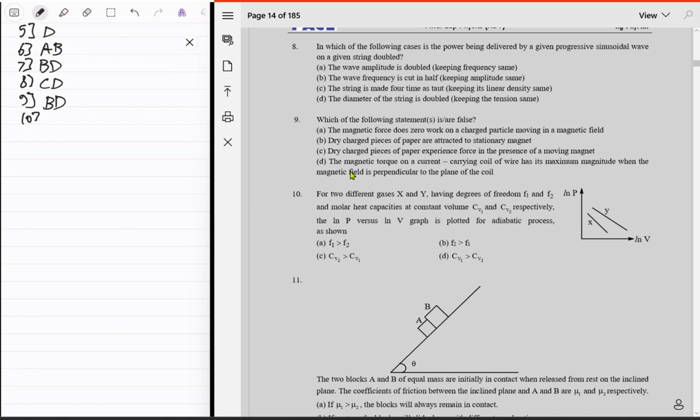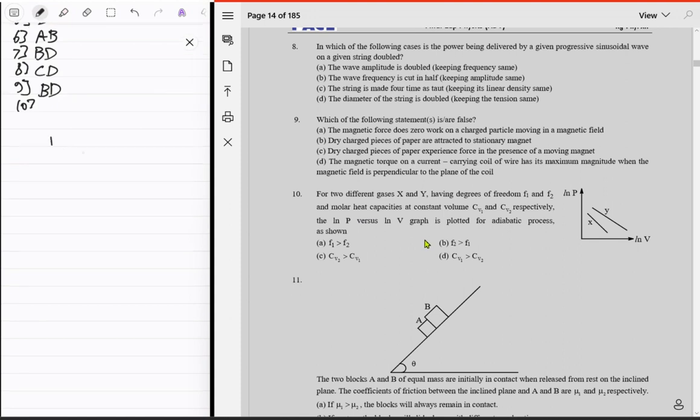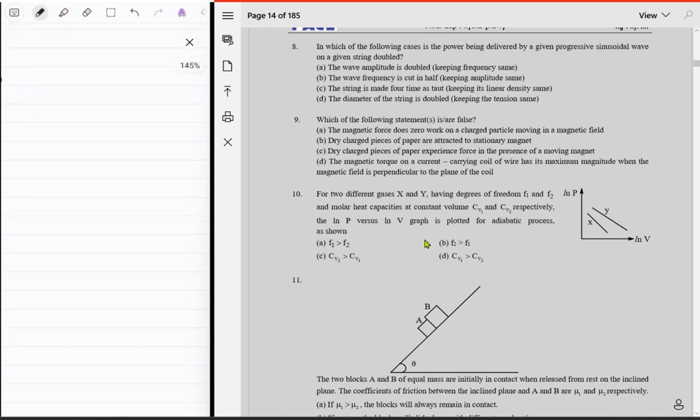10th. For two different gases X and Y having degrees of freedom f1, f2 and molar heat capacities CV1, CV2, a graph of natural log of P versus natural log of V is plotted for an adiabatic process as shown. So what do you know, natural log of P plus gamma natural log of V is equal to a constant. So the slope is just negative gamma, I think, right? Slope is just negative gamma.